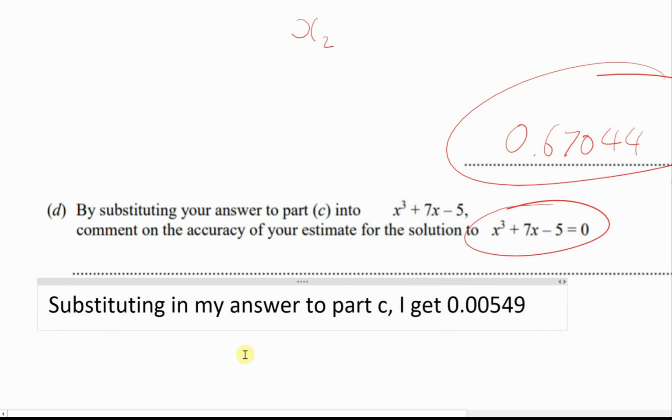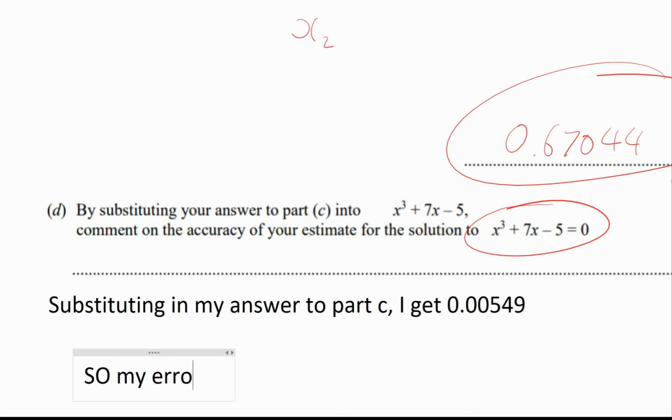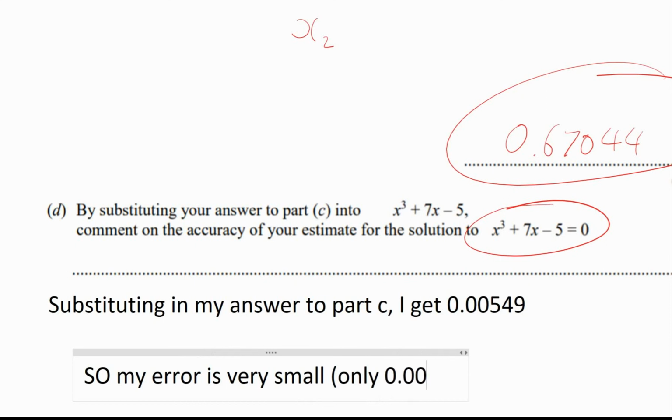We sort of need to comment on the accuracy, which is kind of a weird thing to do. You basically want to say how close you are to the correct solution. Okay? So to do this, I would just basically quantify what I know about this. It's not an obvious thing to answer. You can say, so my error is very small, which is only that number itself, because it should have been 0. So therefore it's going to be a good estimate to the solution.